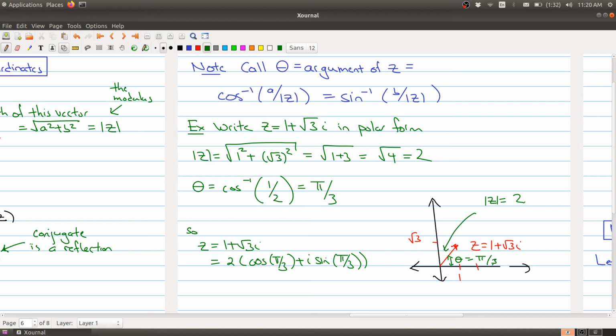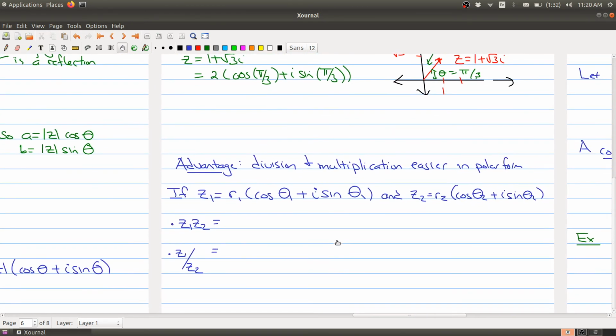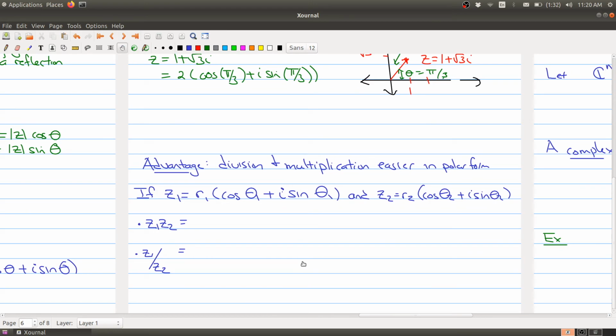So that's an example of writing a complex number in polar form, and I'm sure your homework will have many questions where you're supposed to get this information. So what's the advantage? One of the big advantages of using the polar form is that division and multiplication become a little bit easier to work with.